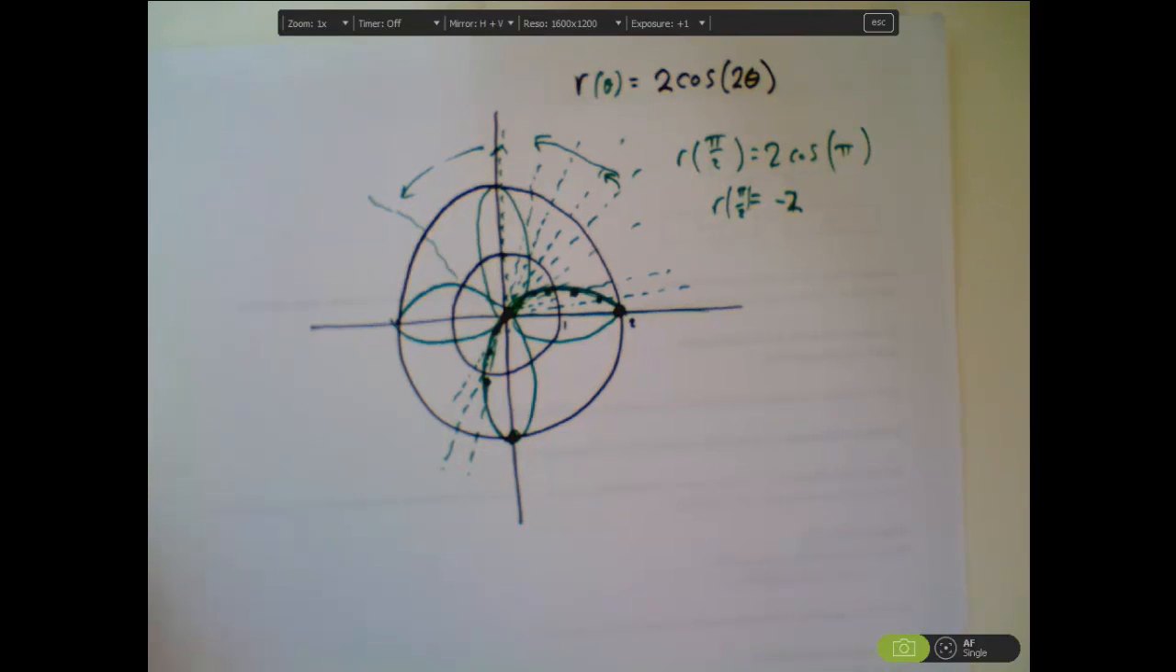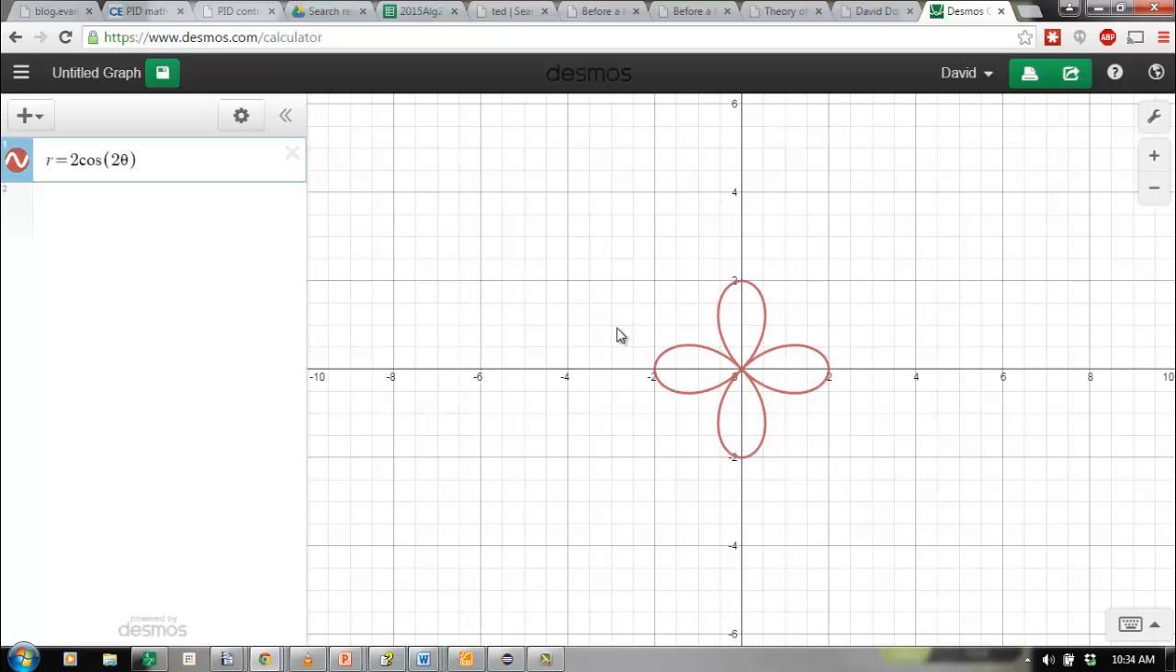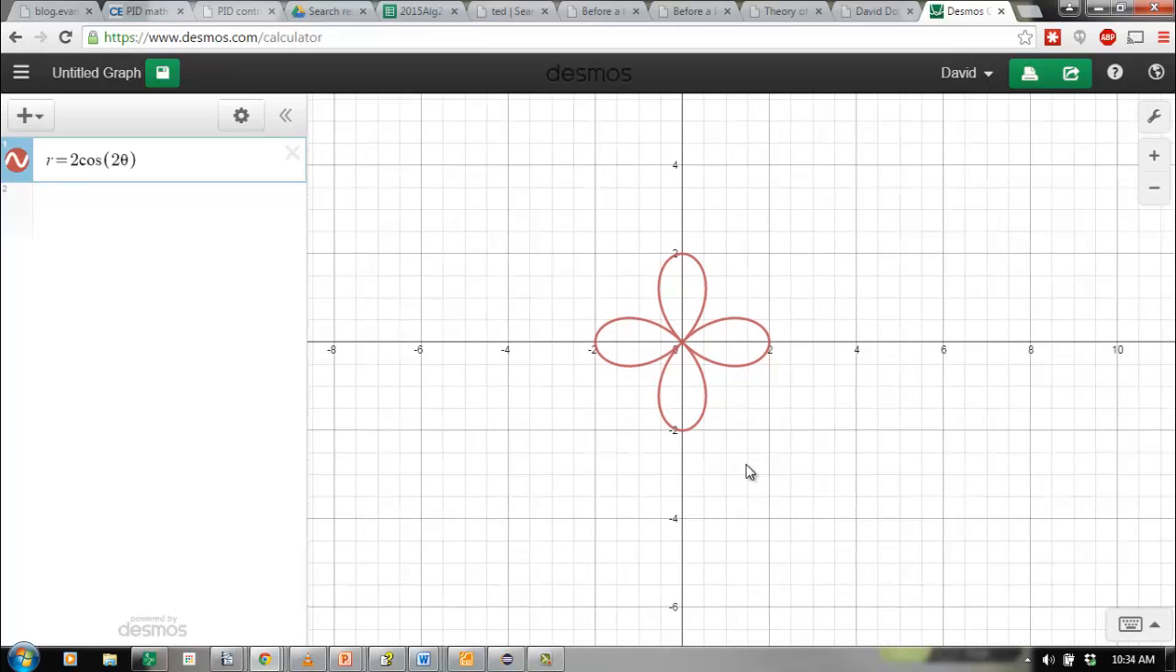You can verify that that's true in Desmos. Here's what it looks like in Desmos, which is what we had. What I want to get at is this process of thinking about key values and then how to connect the dots. Don't just plot a point, connect them. Remember that the R values only change as the angle is moving. So if you imagine the radar sweeping around, and that's the point on the radar as it's moving.